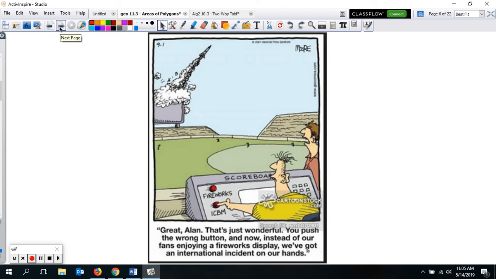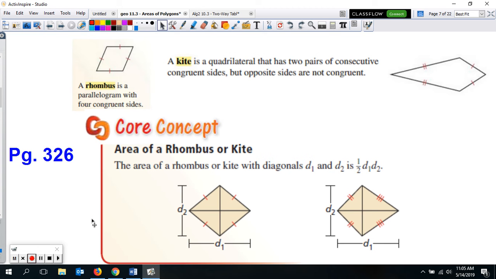All right, let's get into our lesson. First of all, let's talk about rhombuses and kites. Let's just remember what a rhombus is and a kite is here. A rhombus is a parallelogram with 4 congruent sides. That's what a rhombus is. A parallelogram, we have opposite sides parallel, and a rhombus is that with 4 congruent sides. If all the sides are congruent, we have a rhombus.